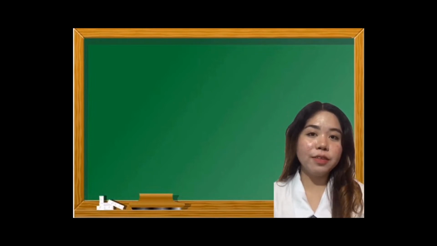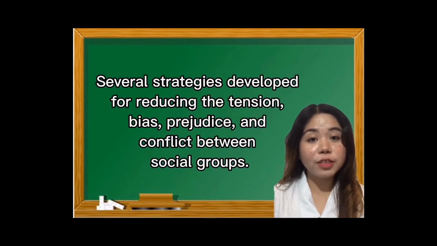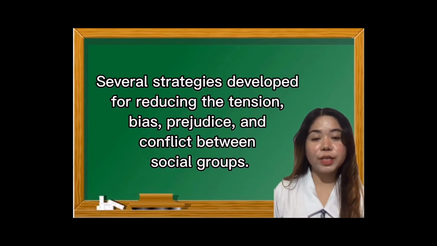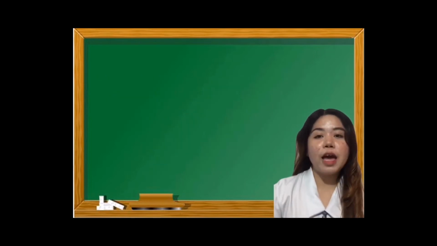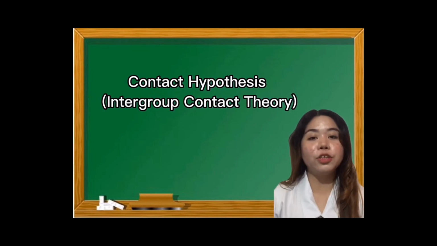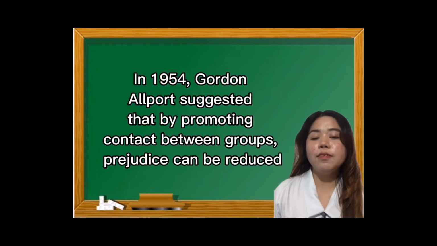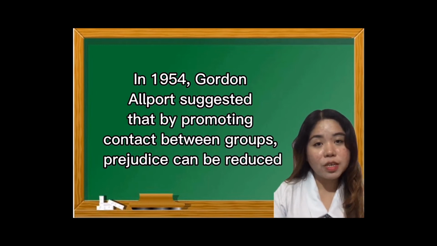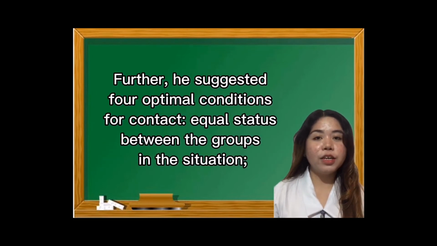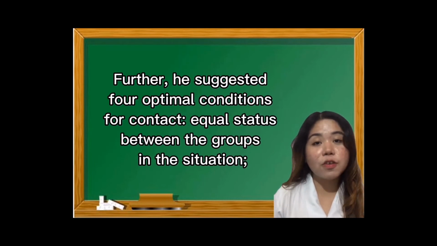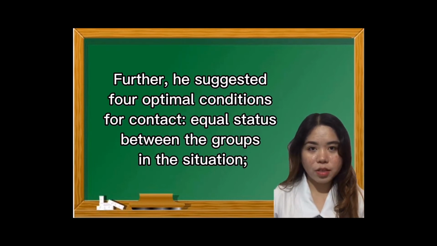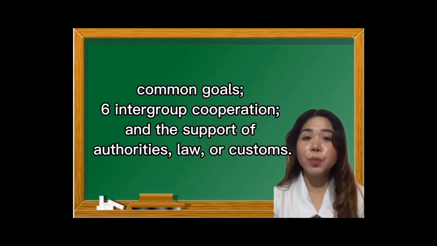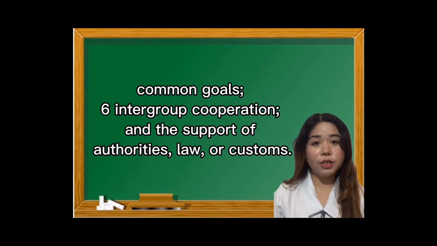So before we jump into another topic, I will discuss the several strategies developed for reducing the tension, bias, prejudice, and conflict between social groups. So first we have here is the contact hypothesis or intergroup contact theory. So in 1954, Gordon Allport suggested that by promoting contact between groups, prejudice can be reduced. Further, he suggested 4 optimal conditions for contact: equal status between the groups in the situation, common goals, intergroup cooperation, and the support of authorities, law, or customs.